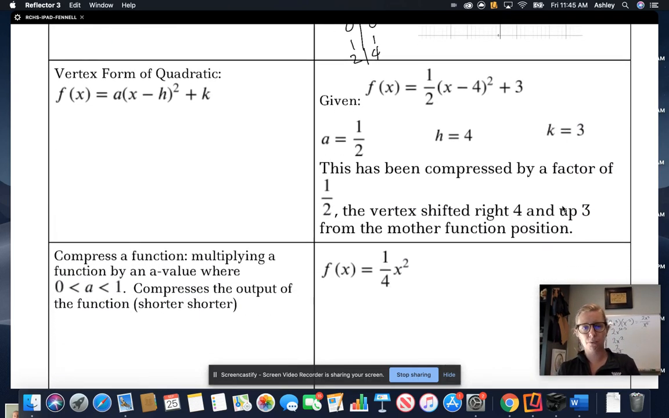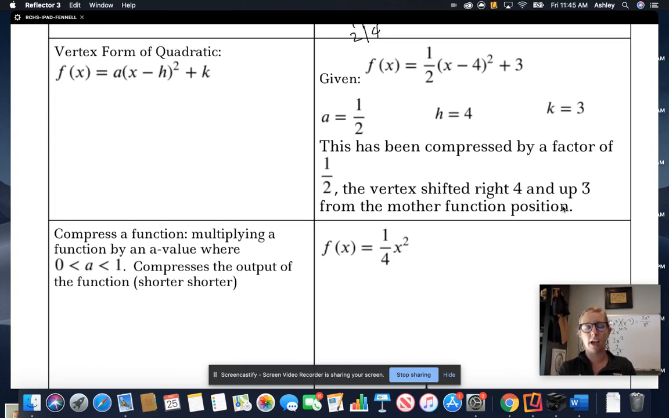Vertex form of a quadratic, which is why we practiced last converting to vertex form, tells us a lot of really fantastic information. We talked about this last time, a can do three different things to the function. It can stretch it, make every output taller. It can compress it, make every output shorter. It can flip the function or reflect it over the x-axis if it's negative. h is going to shift your function left or right. That's the value attached directly to that x that will shift your function left and right. And then k is going to shift our function up and down.